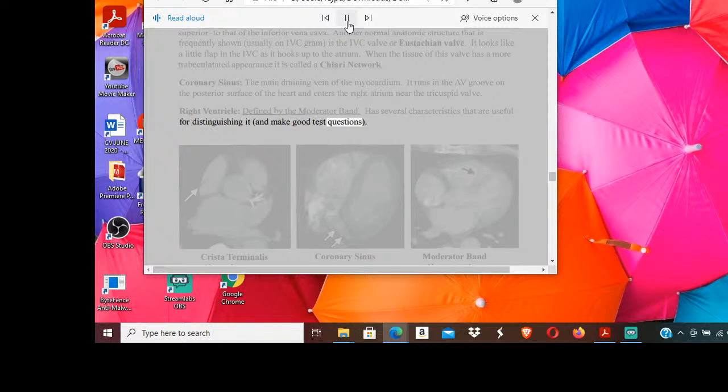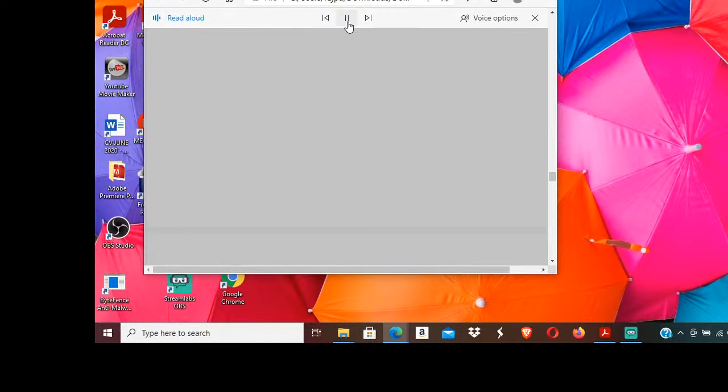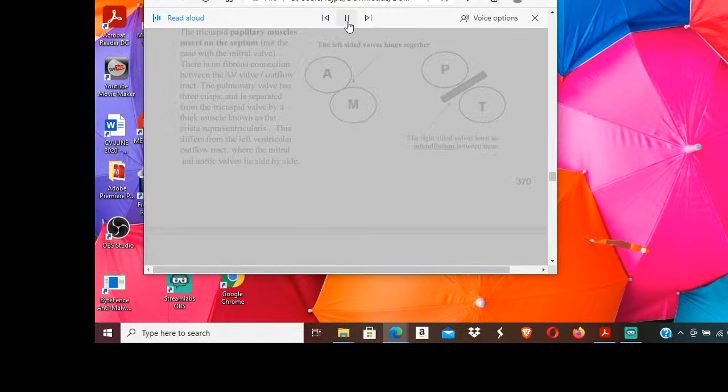Right ventricle, defined by the moderator band, has several characteristics that are useful for distinguishing it, and make good test questions. Crista terminalis, not a clot. The tricuspid papillary muscles insert on the septum, not the case with the mitral valve. There is no fibrous connection between the AV valve and outflow tract. The pulmonary valve has 3 cusps, and is separated from the tricuspid valve by a thick muscle known as the crista supraventricularis. This differs from the left ventricular outflow tract, where the mitral and aortic valves lie side by side.